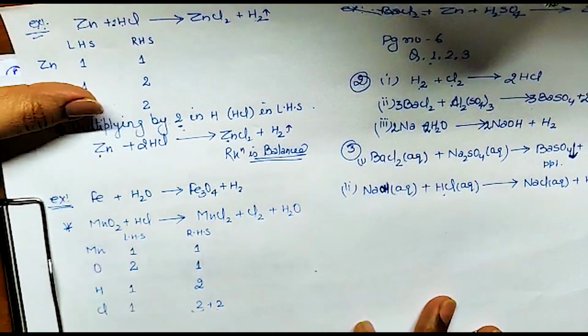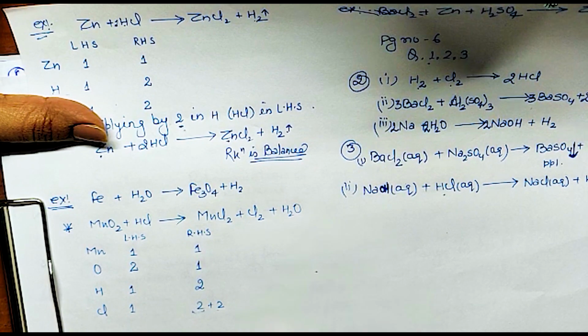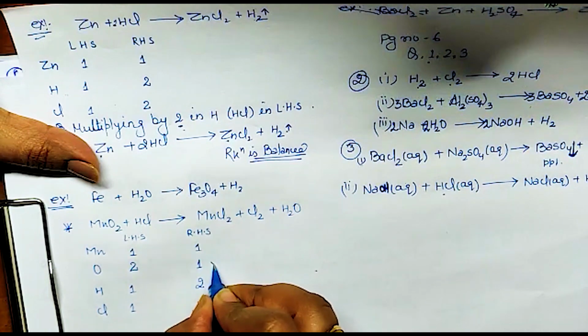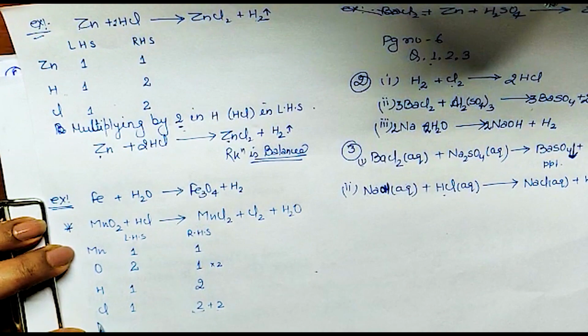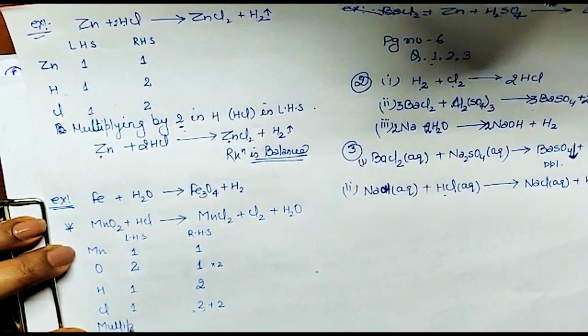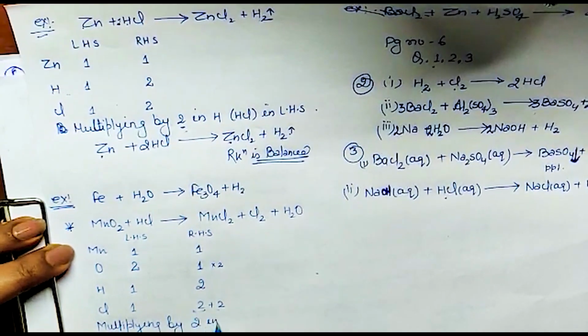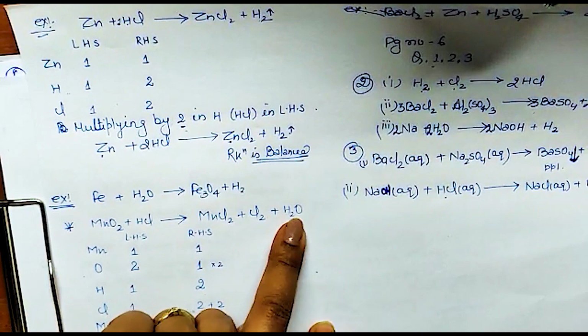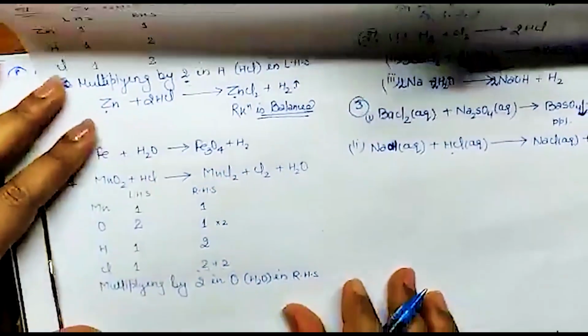Let's see. Okay, so let's start with this. Mn is balanced, oxygen is not balanced. So let's start with oxygen. If we multiply by 2 in this, what will we write? Multiplying by 2 in the oxygen of water on the RHS. Got it? So write it, what it will be.